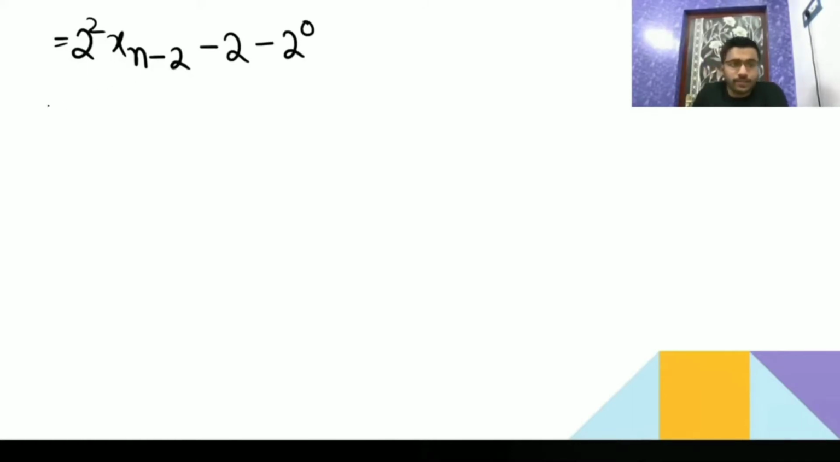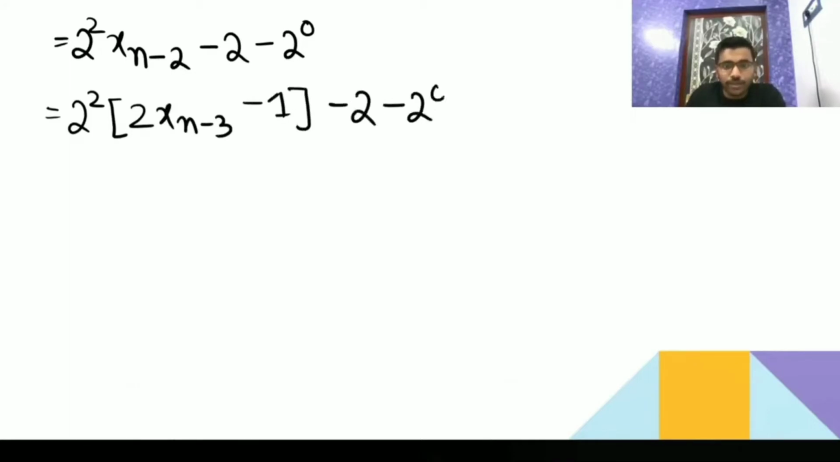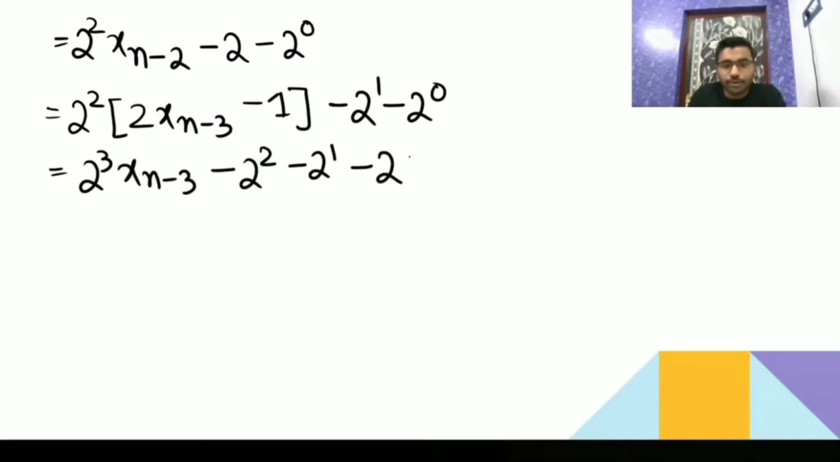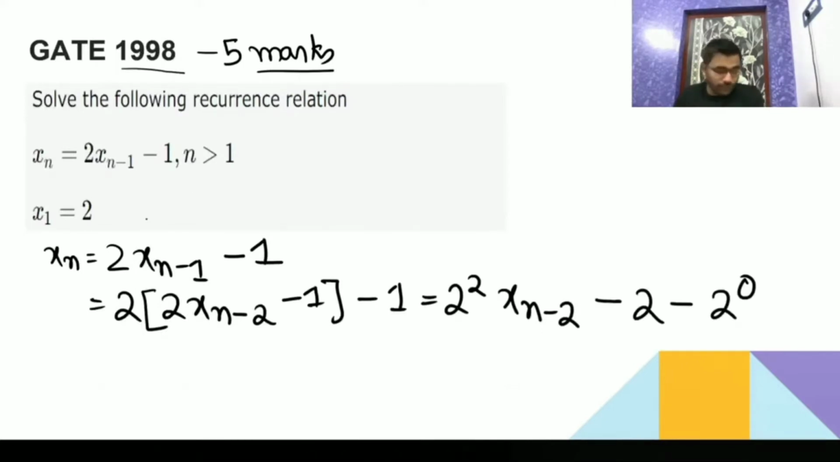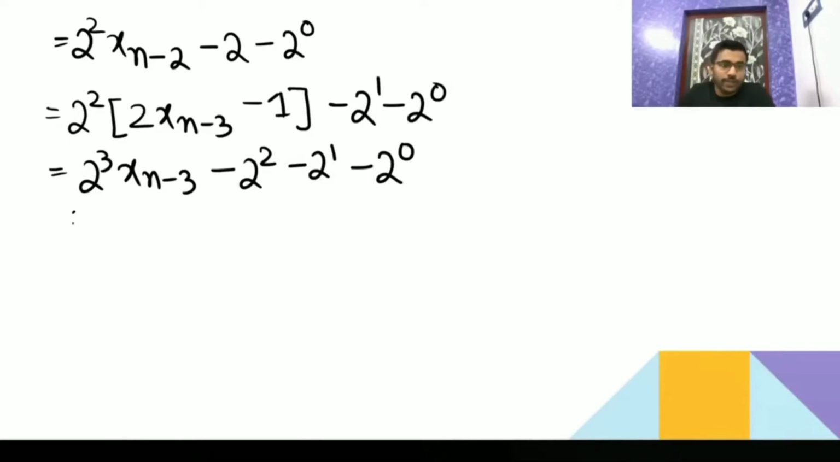Now in place of x_{n-2} I can write 2 x_{n-3} minus 1, then minus 2, then minus 2 to the power 0. So it will be 2 cubed x_{n-3} minus 2 squared minus 2 to the power 1 minus 2 to the power 0. See, whatever power 2 has, n is reduced by that. 2 then n minus 2, 3 then n minus 3, when it is 1 then n minus 1. So it will keep on growing like this.